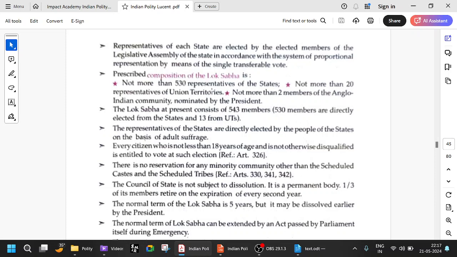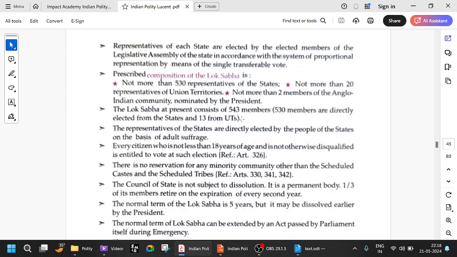So the composition of the Lok Sabha is 530 plus 20 plus 2, right? So it should not be more than 552: 530 from the states, 20 from the UTs, and 2 from the Anglo-Indian community. The Lok Sabha at present consists of 543 members: 530 members directly elected from the states and 13 from the UTs. Check for any latest update, but it should not cross 552. Now it is 543, which is reasonable. And if we consider the two members of the Anglo-Indian community, it will become 545.